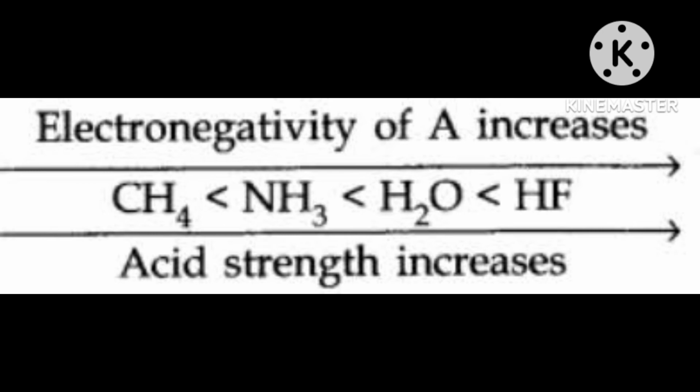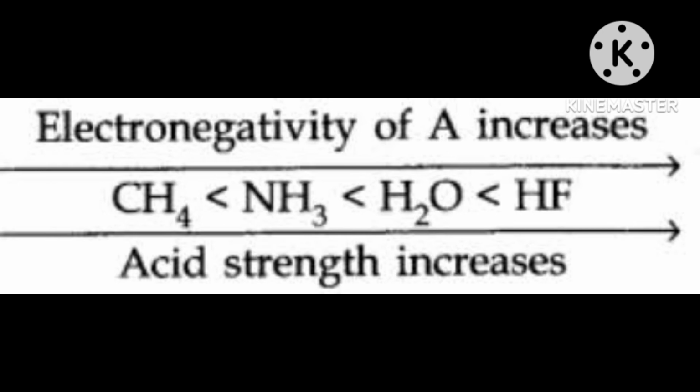As an example, take HF, hydrogen fluoride. Fluorine is smaller than chlorine, that you know. Chlorine is smaller than bromine, and bromine is smaller than iodine. Then what will happen to the strength? HF is a weak acid, weaker than HCl. HCl is weaker than HBr. HBr is weaker than HI. HI is the most acidic, the strongest in that group.